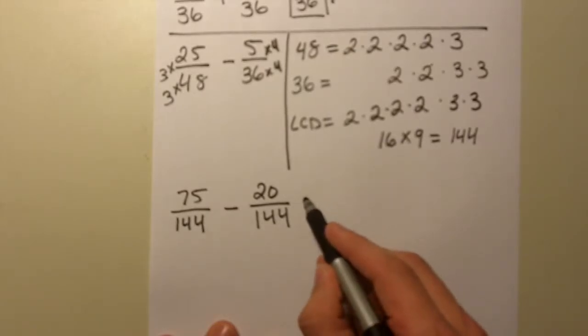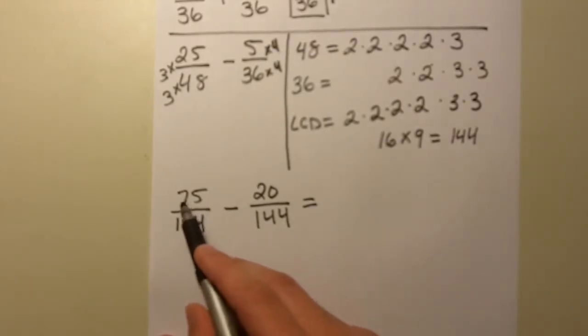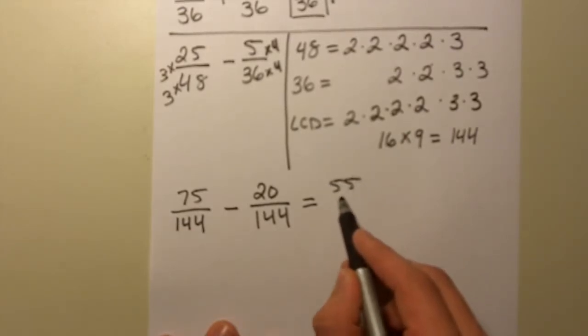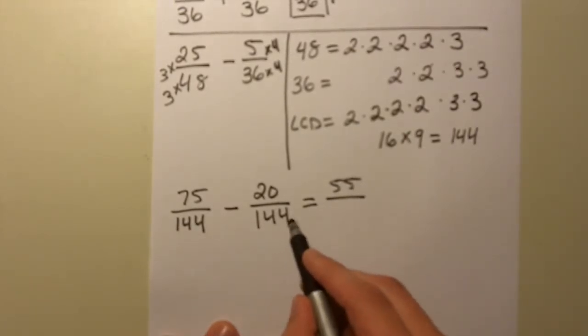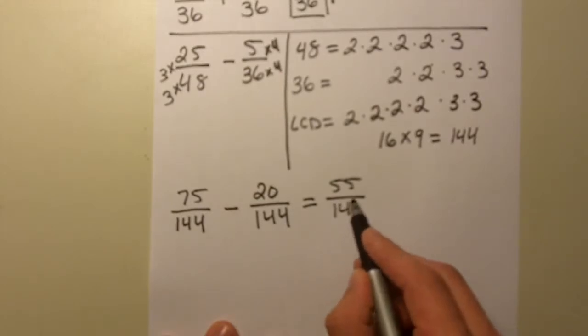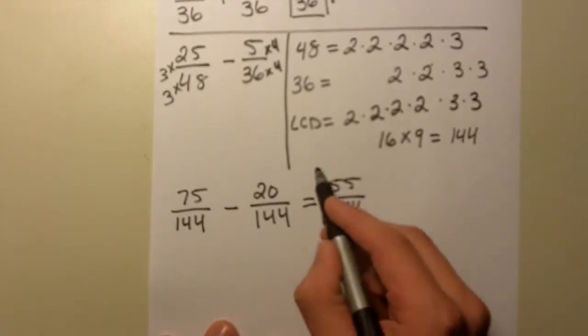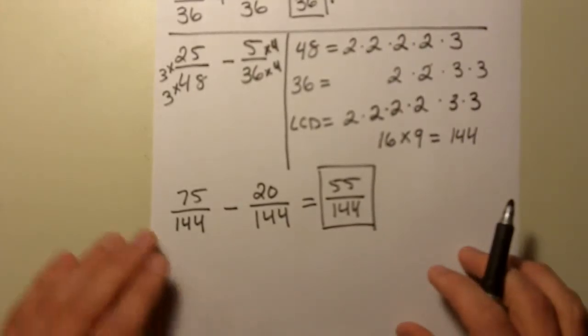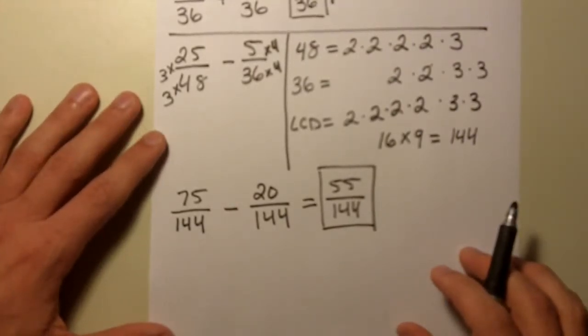Alright, so this is all going to equal 75 minus 20. Well, that equals 55. We know that. And then we're going to keep the denominator the same. Even though we're subtracting, it still stays the same no matter what. Okay, and that is 55 over 144.